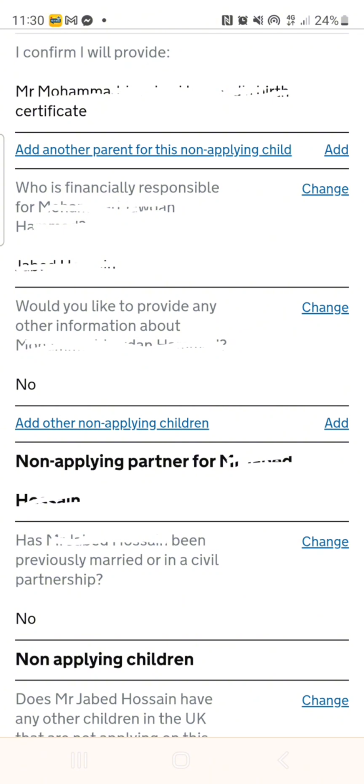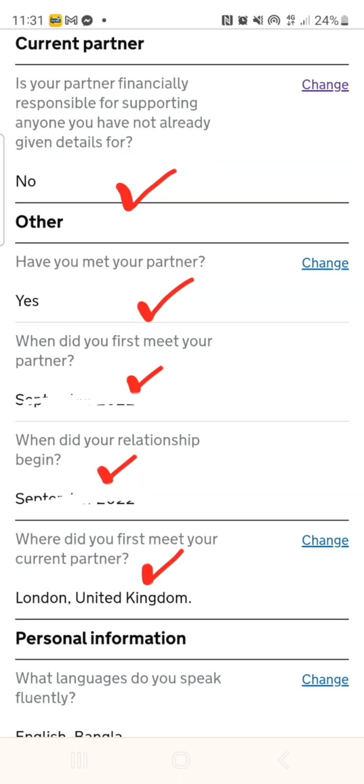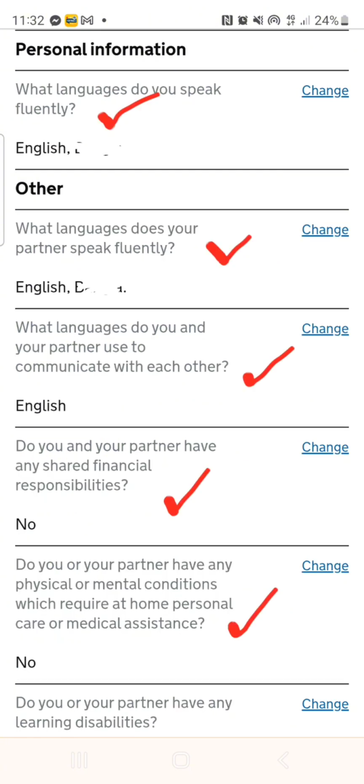Who is financially responsible for your child? The spouse, partner. Would you like to provide any other information? No. Non-applying partner details here. Current partner. Is your partner financially responsible for supporting anyone you have not already given details for? No.